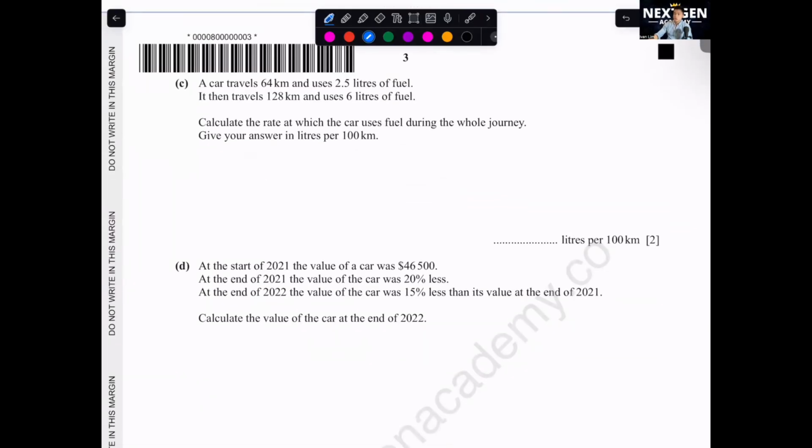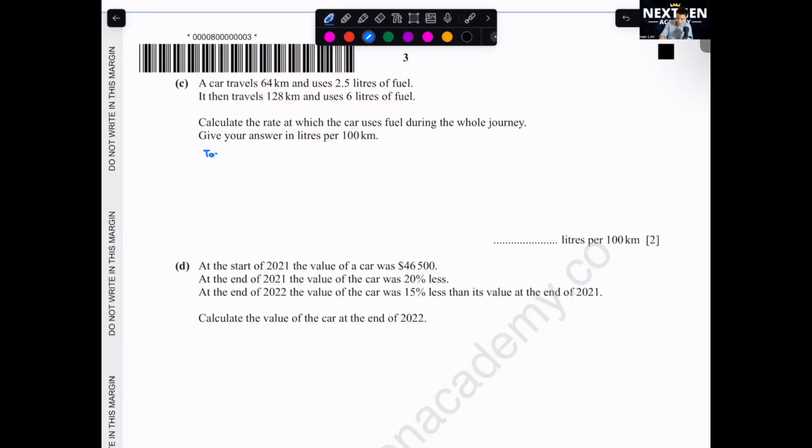Question C. A car travels 64 km and uses 2.5 liters of fuel. It then travels 128 km and uses 6 liters of fuel. Calculate the rate at which the car uses fuel during the whole journey. Give your answer in liters per 100 km. Okay, how do we calculate rates over here? You will need the total distance and the total fuel that you use. Then they say liters per 100 km.